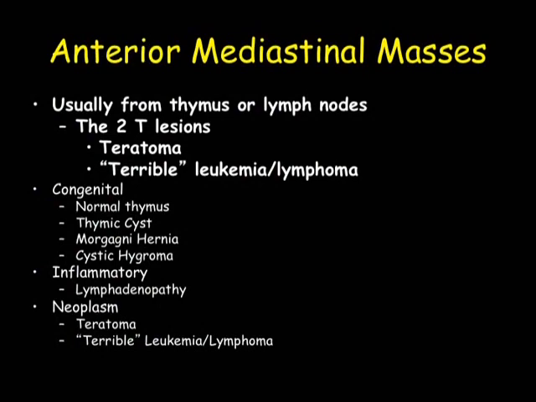Anterior mediastinal masses, to me, those are the 4 T's. We don't see thymus, and we don't see thymoma, and we don't see thyroid lesions in children the way you do in adults. So we can get rid of those 2 out of the 4 T's, and we're left with terrible leukemia, lymphoma, and teratoma. There are some other things, but they are much less common.